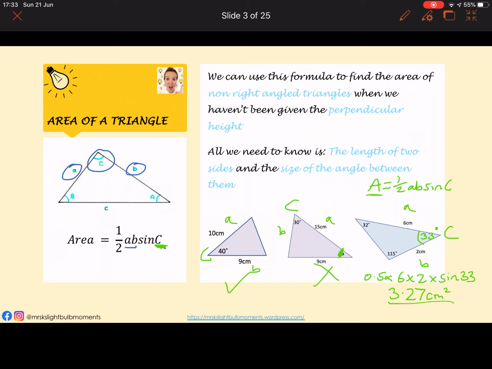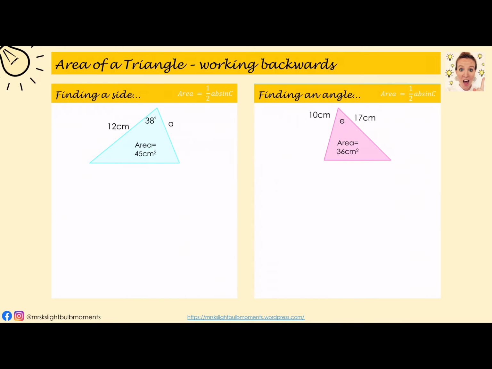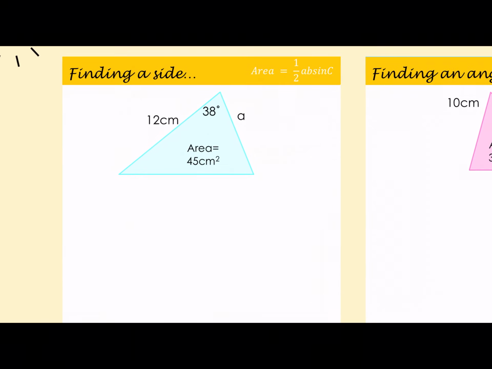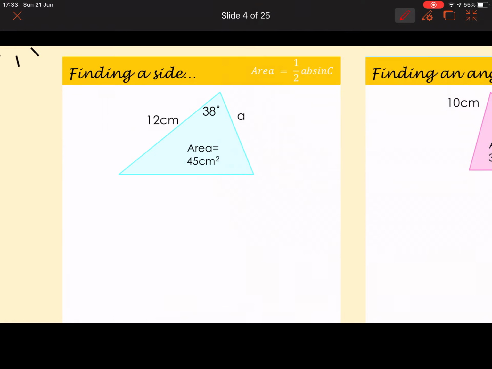You might also be asked to use this working backwards. So I'm going to go over 2 examples now of how we can use this to work backwards. Firstly, we might be told the area and have to work out a missing side. So always start by labelling. Now remember, this is our formula up here. We want sine C, so our angle is C, and then we've got side A and side B.